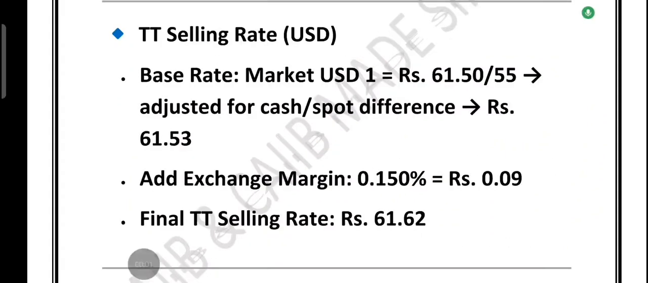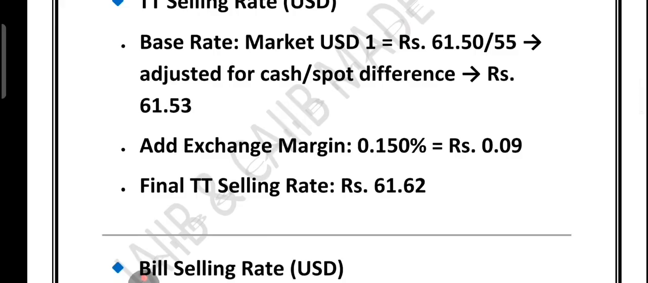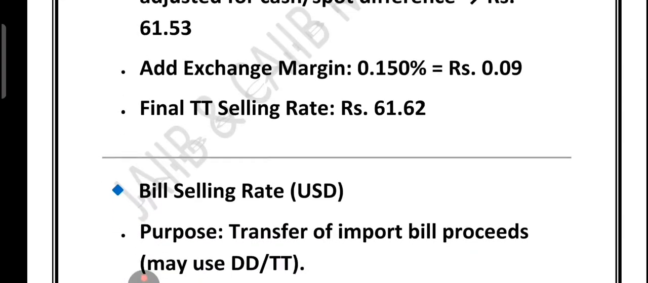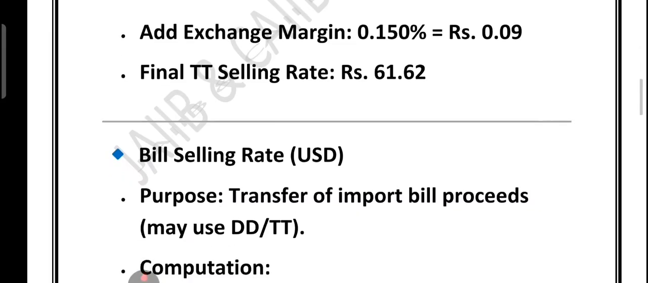Friends, the TT selling rate is the rate that a bank charges when it sends foreign currency abroad. TT buying rate is for inward remittance, TT selling rate is for outward remittance. So how to compute it? Very simple. Take the base rate, add the exchange margin, and you get the final TT exchange rate. In simple terms, the TT selling rate is the price that you pay to buy foreign currency from the bank. It includes small charges for handling and processing.